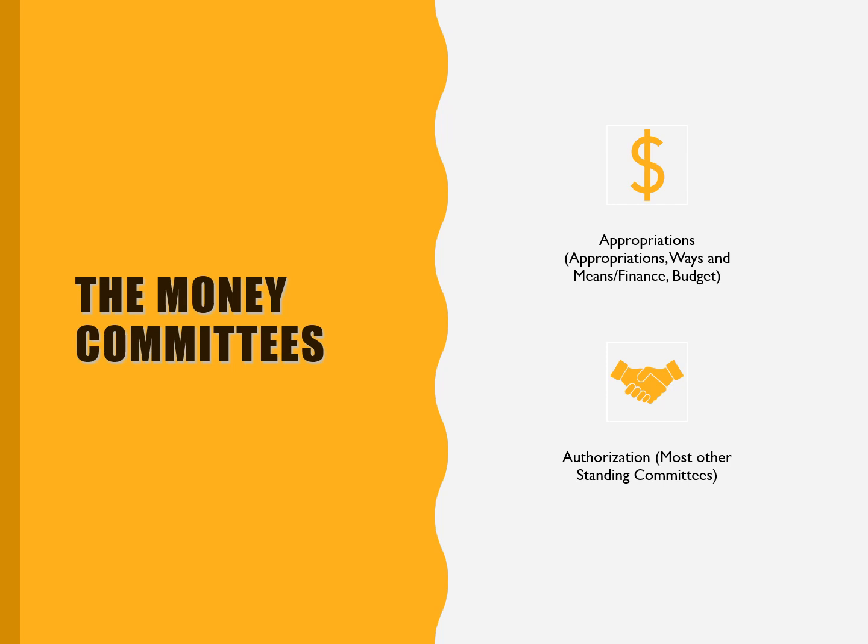Now, the authorization committees are all the other committees, all the other standing committees, and they're the ones who do things like determine what the Department of Defense should be allowed to do during the next 2 years, what the Department of Commerce should do, how they should handle the census, and so on.